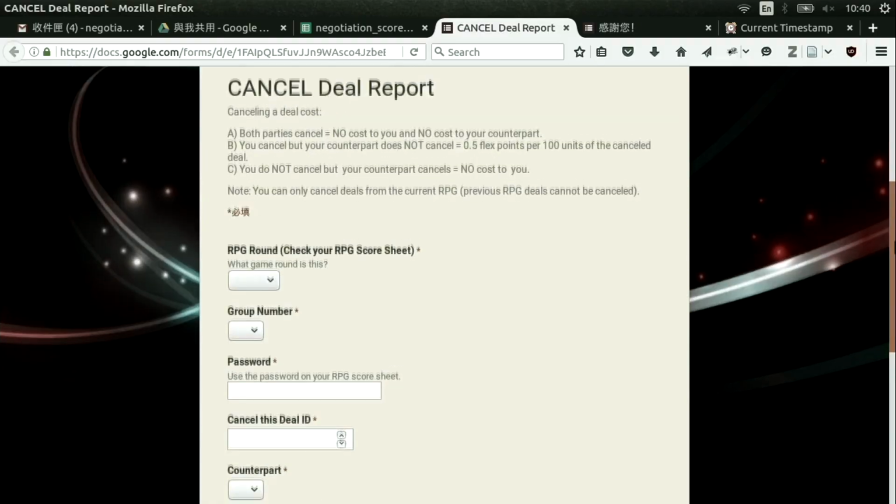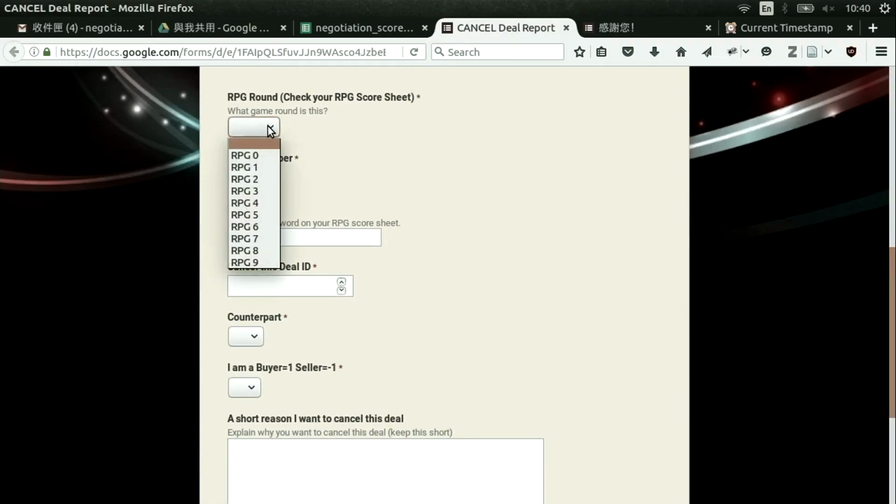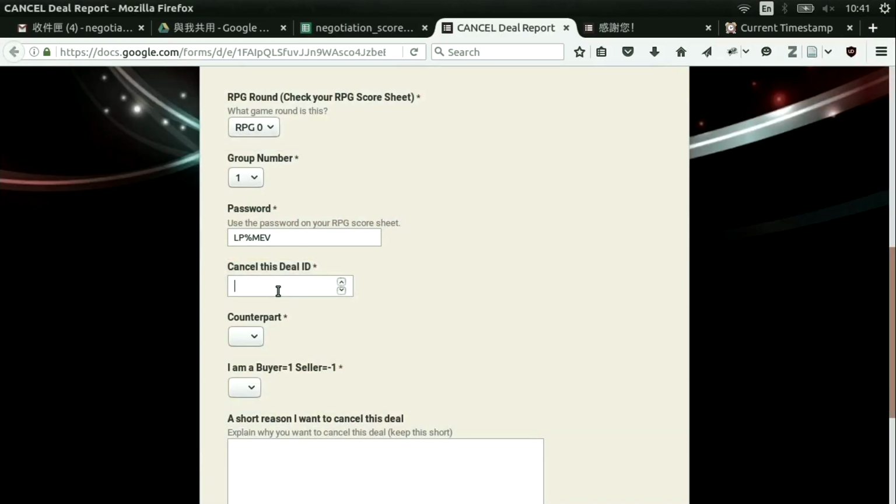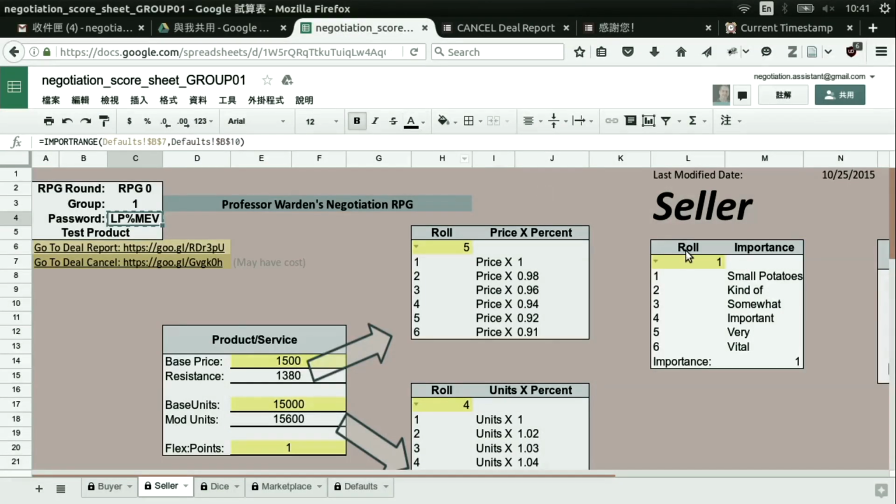Well, it's very similar. What round are we in? Round 0. What group number am I? I'm group 0. What's my password? I have to get my password. And remember, your password is going to be on your RPG page. Put in my password. What ID do I want to cancel? How do I know the ID of the deal?